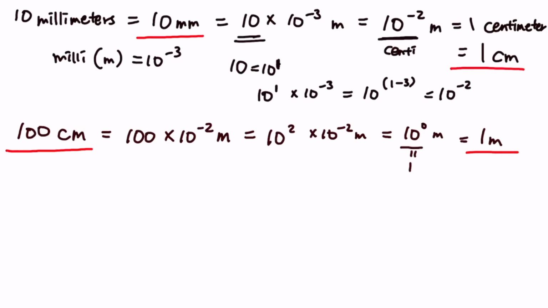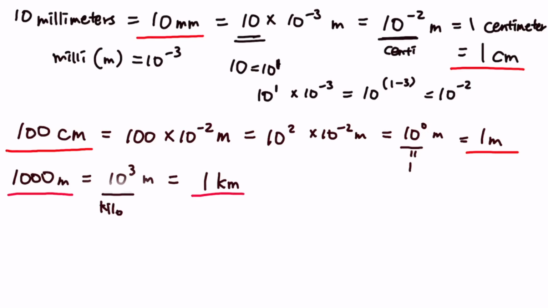Let's do one more. How about 1000 meter? That's equal to 10 to the third meter. And then 10 to the third was kilo, remember? So it's equal to 1 kilometer. So 1000 meter is equal to 1 kilometer.